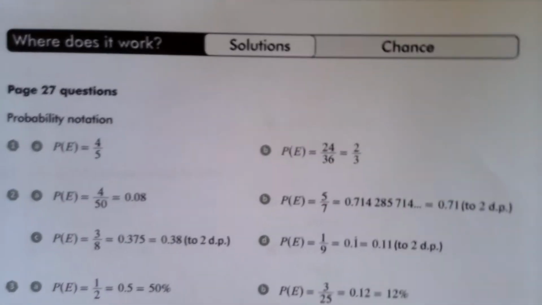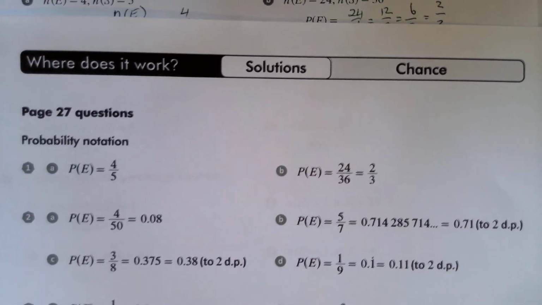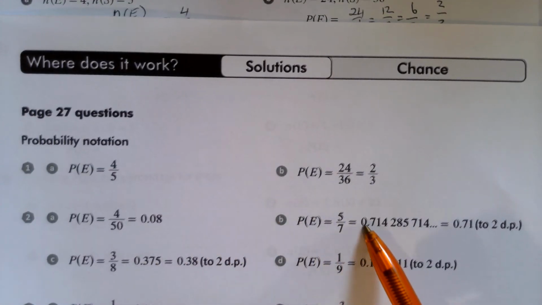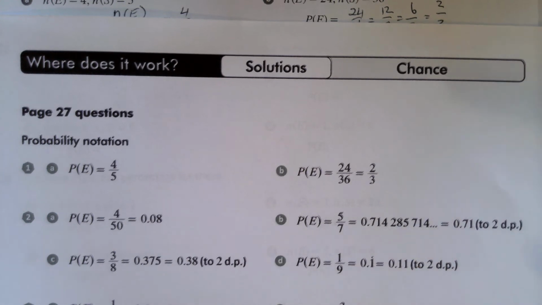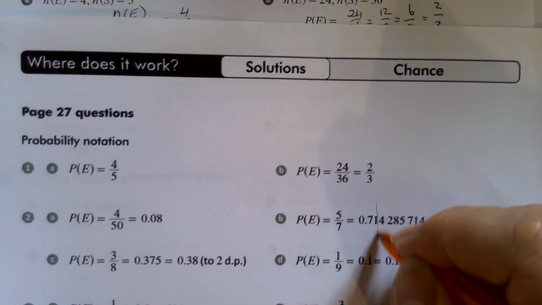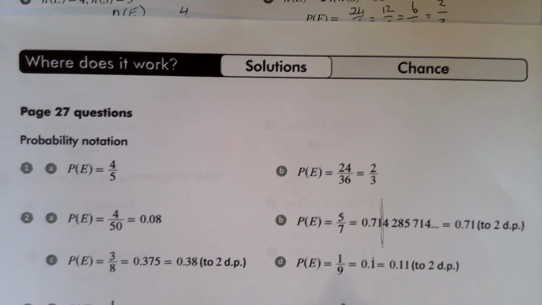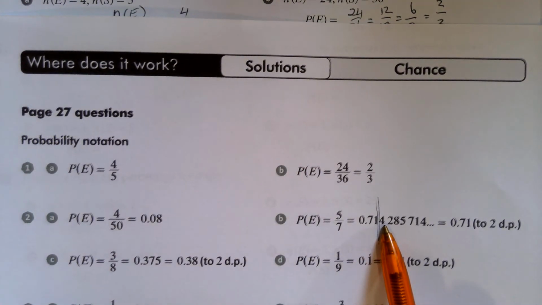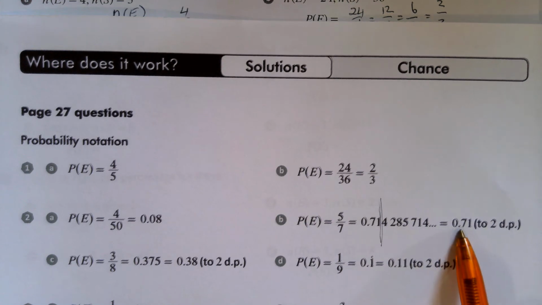Okay, let's have a look at the answers then. So with C, 5 over 7, this is what was in your calculator. Now it's set to 2 decimal places. So just put a little line down there and look at the next number. Now 4 means you don't have to change it. So it's 0.71.